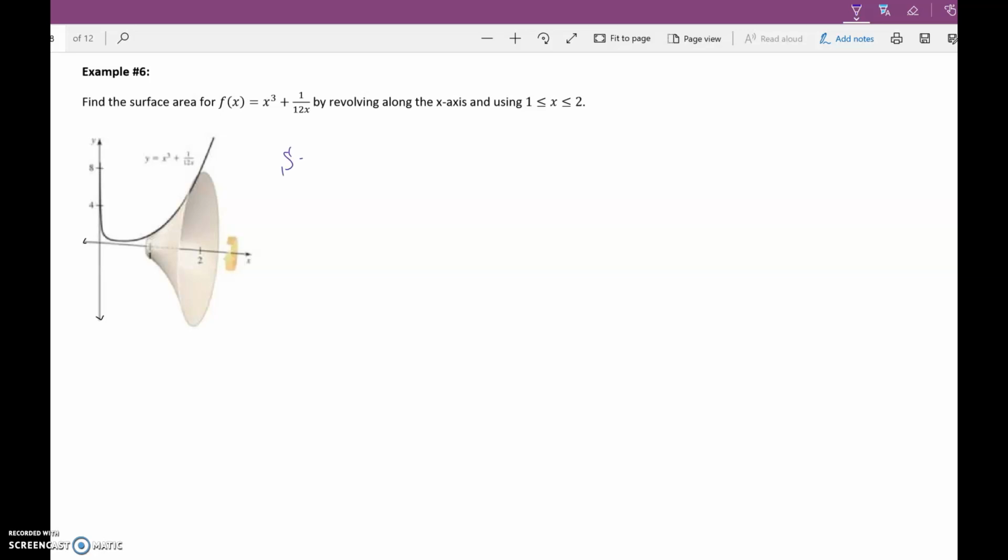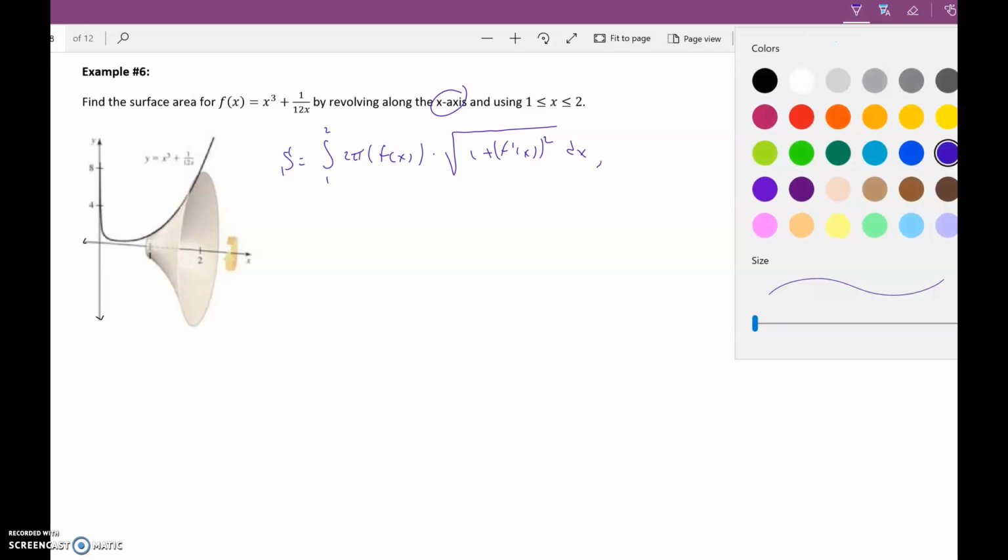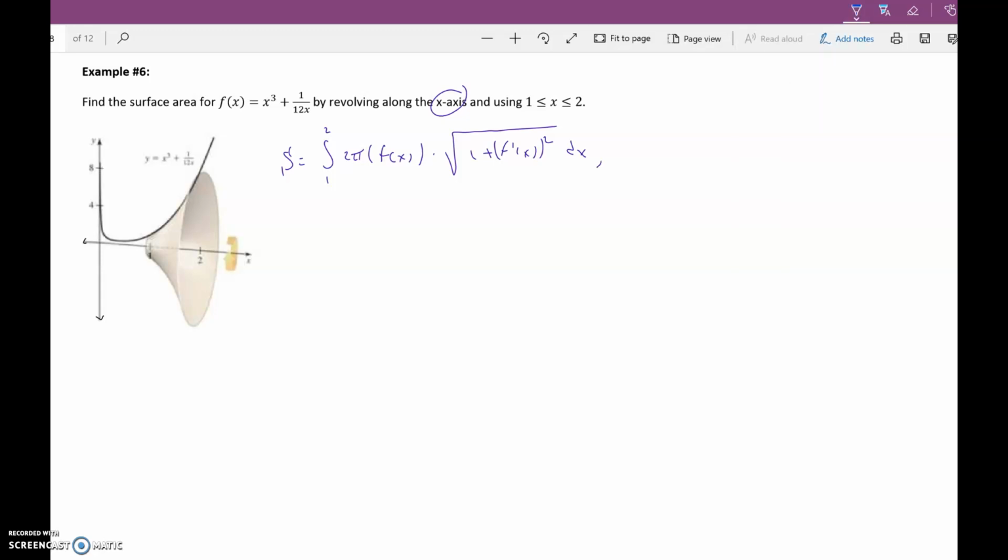The actual surface area is going to be evaluated on this one from 1 to 2. It'll be the integral from 1 to 2 of 2 pi times your function times the square root of 1 plus f prime of x squared dx. They're using the x-axis and it's from 1 to 2. So let me do the actual derivatives and square and simplify it as much as we can.